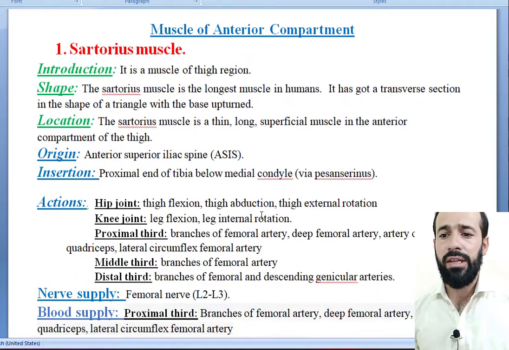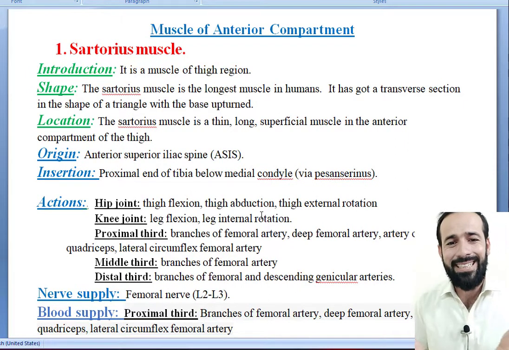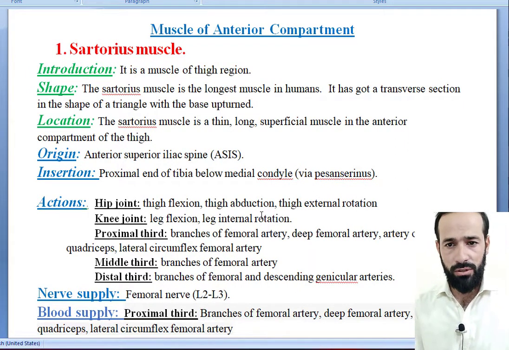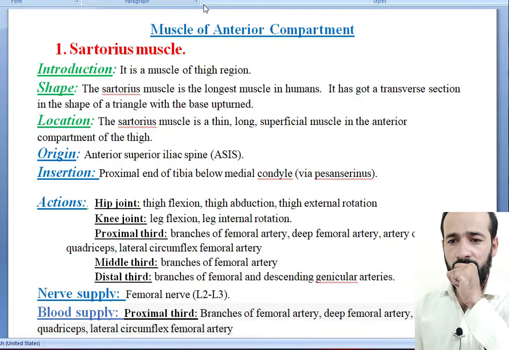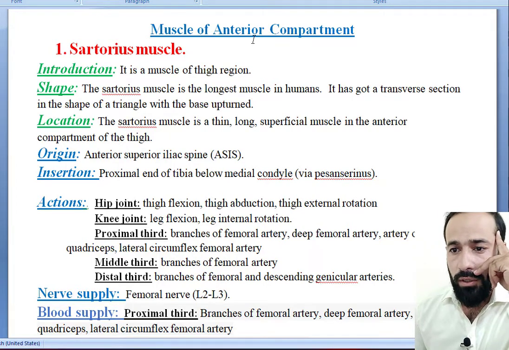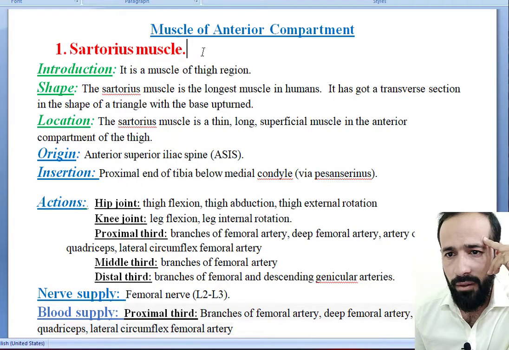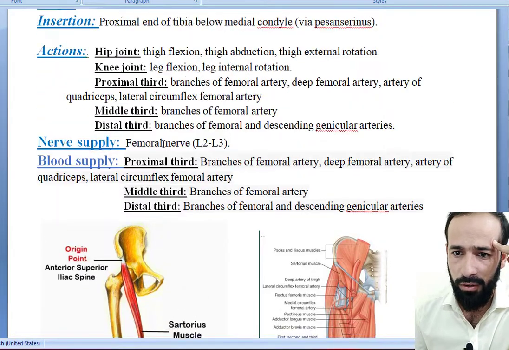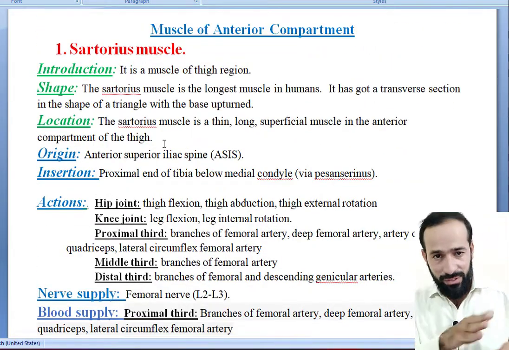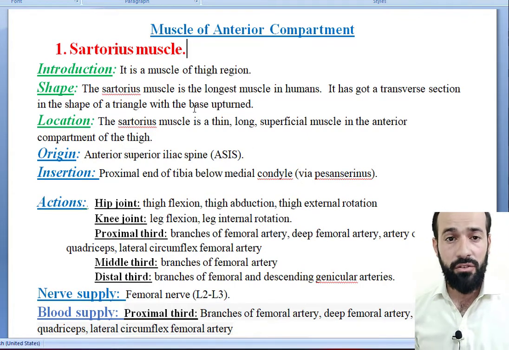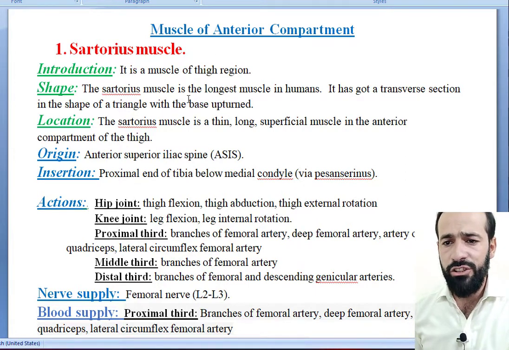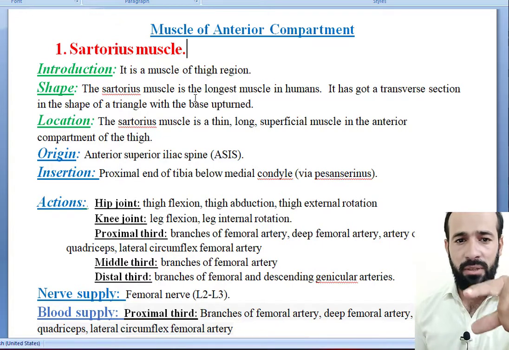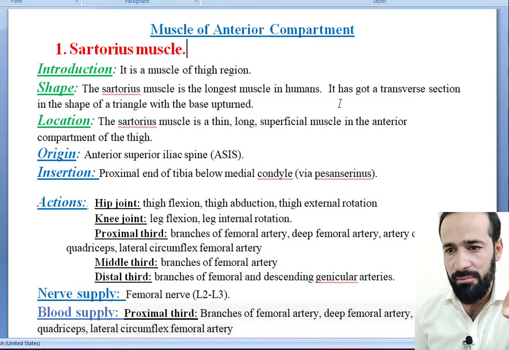First of all, the muscles of the anterior compartment, which we see in front when we are standing in anatomical position and showing the front of our thigh. The first muscle of the anterior compartment of the thigh region is the Sartorius muscle, this one, right? It's a strap-like muscle. Sartorius means tailor's muscle. The Sartorius muscle is the longest muscle in the human body, the longest muscle in the human body.